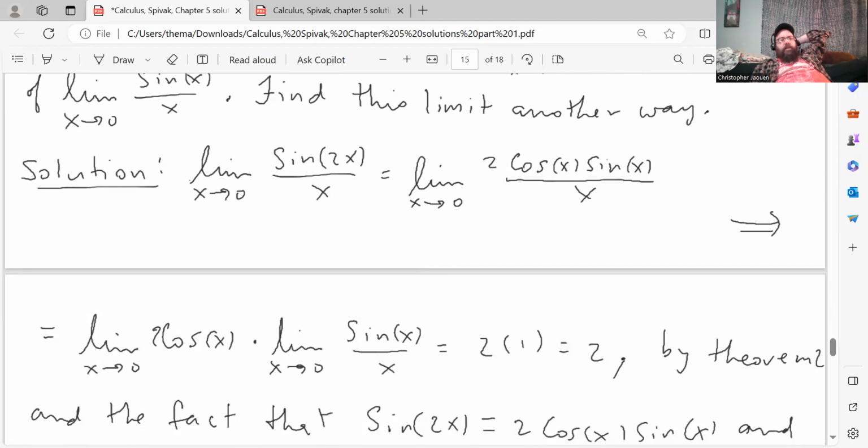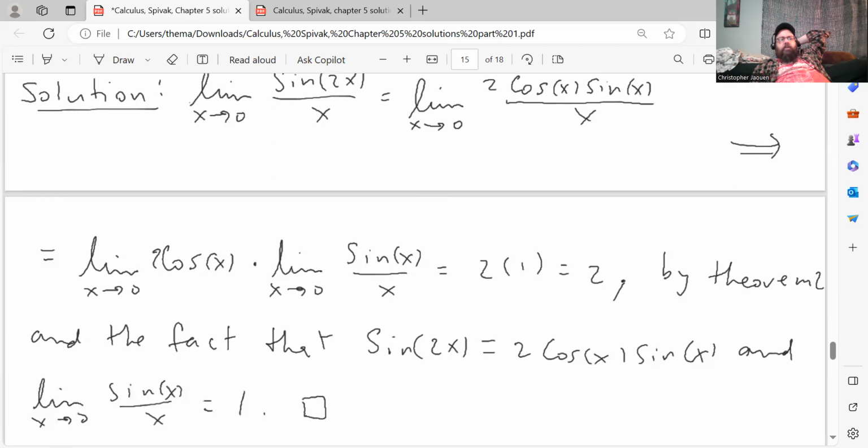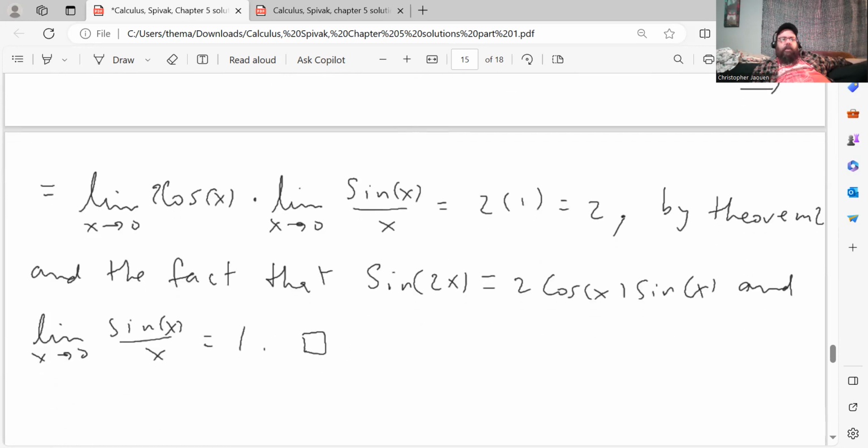So here, if you take the limit as x goes to 0 of sine 2x over x, remember from trigonometry, sine 2x is the same thing as 2 cosine x sine x. So I'm just replacing sine 2x with that expression there, so these two limits are equal. And then I'm distributing the limit here using theorem 2. That is equal to the limit as x goes to 0 of 2 cosine x times the limit as x goes to 0 of sine x over x. The limit of 2 cosine x as x goes to 0 is 2, and the limit of sine x over x is 1, so you get a limit of 2.